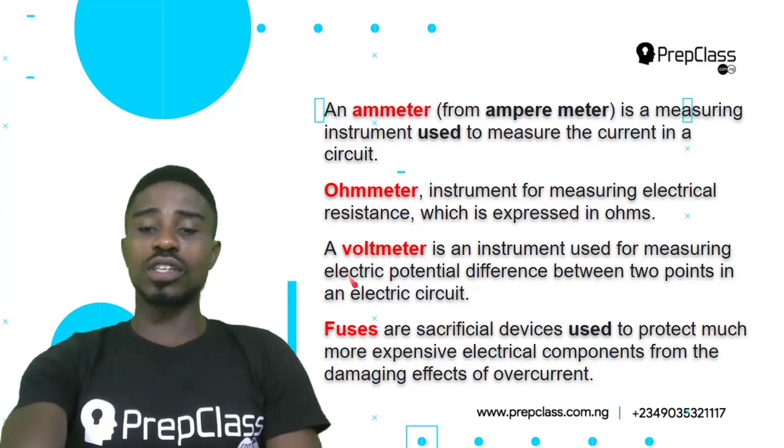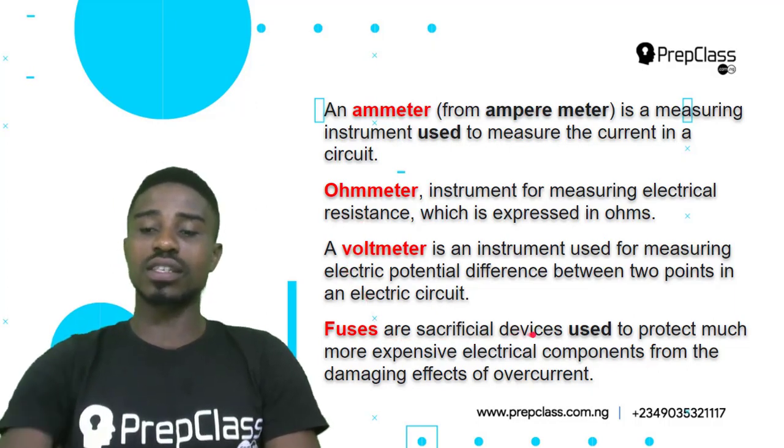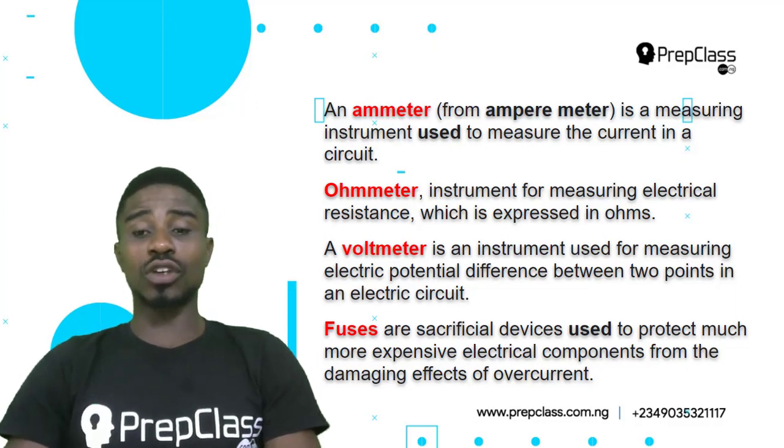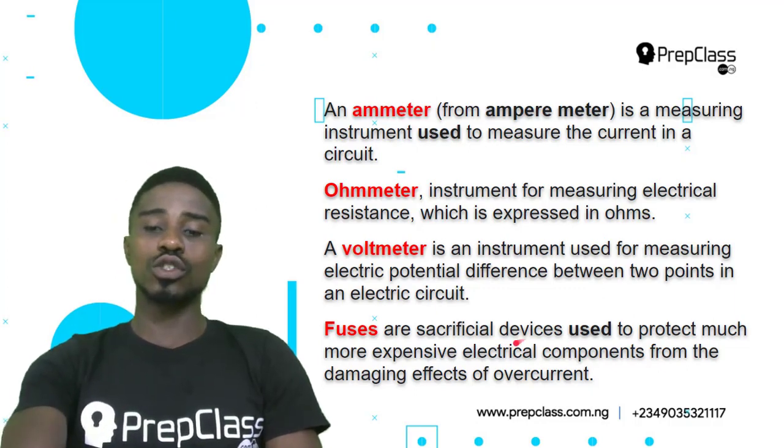Fuses are sacrificial devices used to protect much more expensive electrical components from the damaging effects of overcurrent. So we plug a fuse to a switch, then we plug in our electrical appliance. When there is an overcurrent, instead of our electrical appliance getting damaged, the fuse gets damaged. So that's what the fuse is used for.